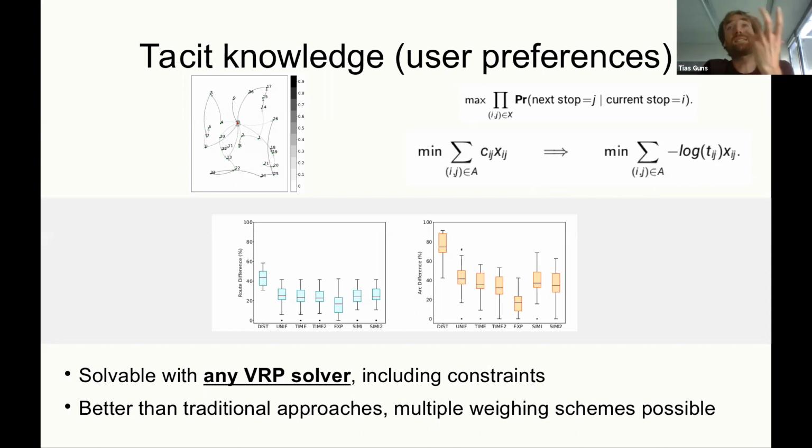This was about tacit knowledge, about learning user preferences, knowing what the constraints are, what the hard constraints are. And we had this likelihood trick where we could learn the probabilities and transform them such that we can use any existing VRP solver, because the objective function is still a weighted sum over the edges. And then we saw that using this exponential smoothing, we're actually able to do much better than a purely distance-based approach and also better than the other schemes.